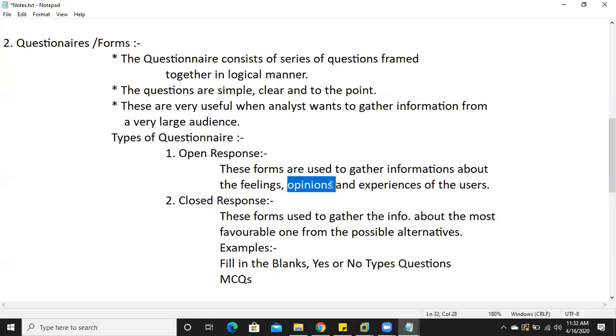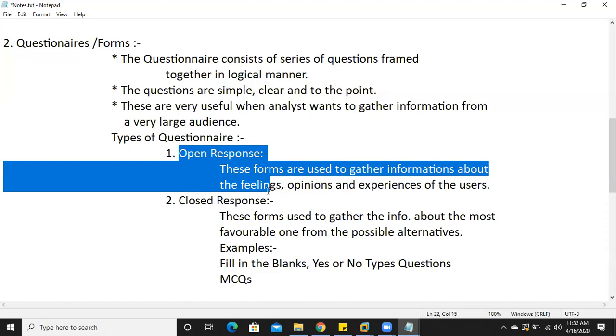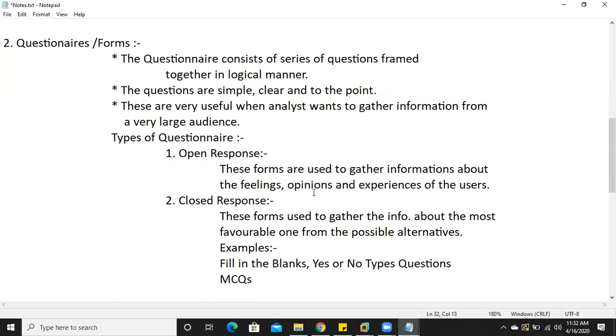For example, you ask a question about what your opinions are about our proposed system, whether we should include some more functionality in it, or whether the current ones are very nice. So this is all about opinions. This is the open response, used to gather the feelings, opinions, and experience of the users. Let's move towards our next type of questionnaire, which is the closed response.